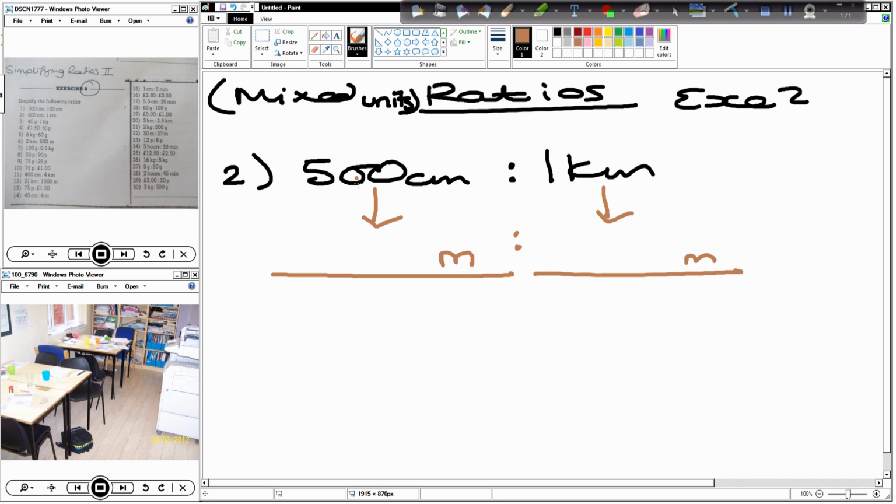So how do we change centimeters into meters? What do we do? 500 centimeters, we change it into meters, we divide it by 100. So 500 centimeters as meters gives us 5 meters. Okay, Ruqayya, I want to change kilometers into meters. What do we do? Times it by 1,000. So 1 times by 1,000, 1,000. Really hard question.